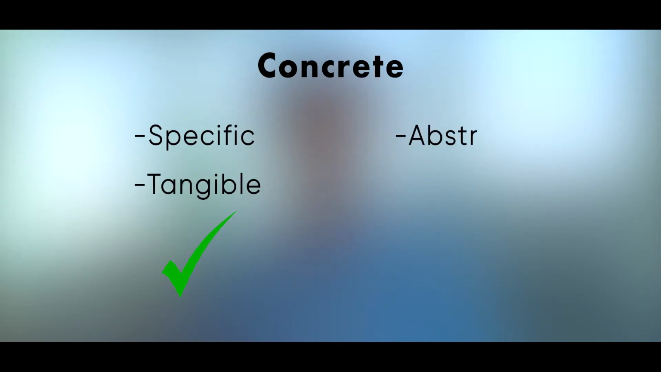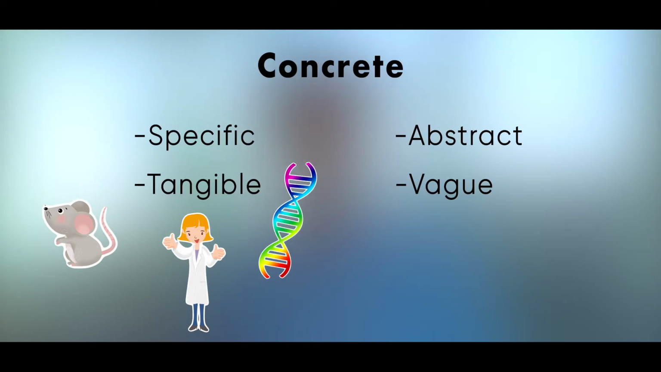A concrete sentence uses actors that are specific and tangible rather than abstract or vague. A mouse, an experimenter, or a gene are all concrete actors. An idea, a process, or a system are all abstract actors. Abstract to concrete is a spectrum, not a binary.